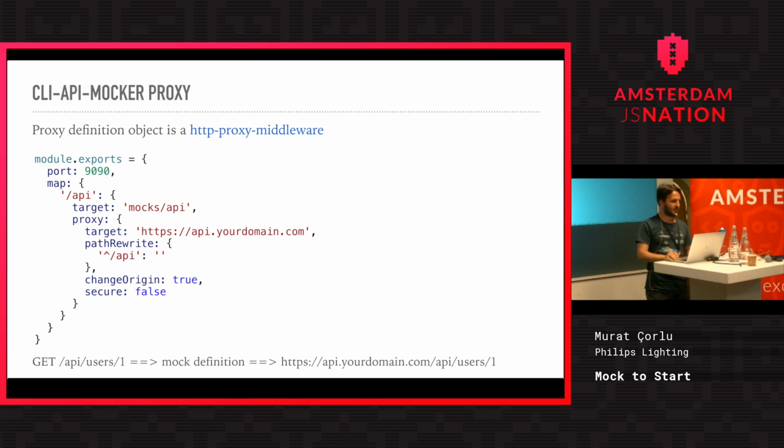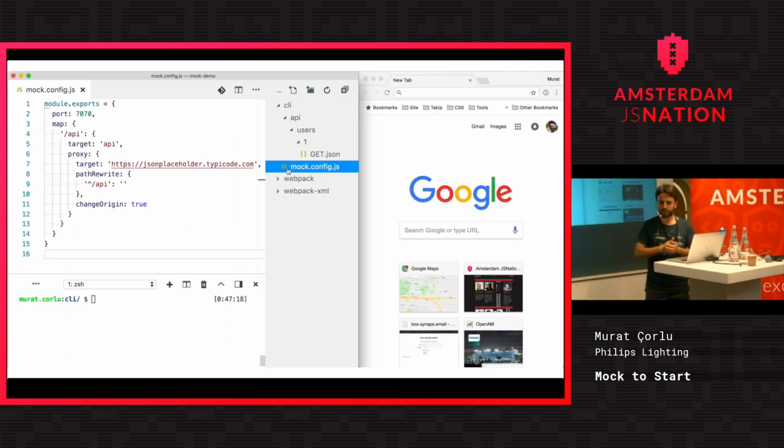Because the proxy definition object is just HTTP proxy middleware settings. It's very popular. Even Webpack is using that library. So every config option of HTTP proxy middleware is also available with CLI API Mocker. And this is how it works.